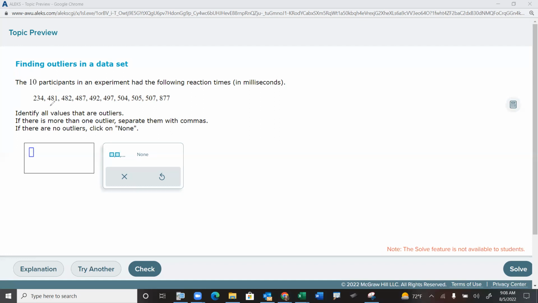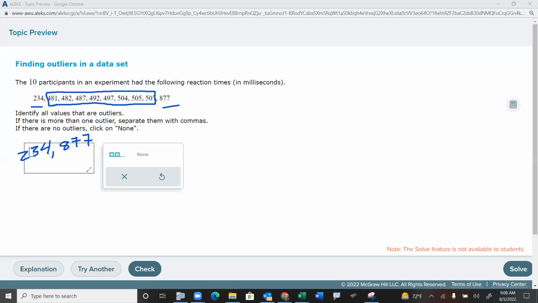Well, notice these guys right here, they're all pretty close to each other. And then you've got that guy unusually high and that guy unusually low. Okay, they're definitely not part of the main group. And so in this case, there are 2 outliers, one really low, one really high.